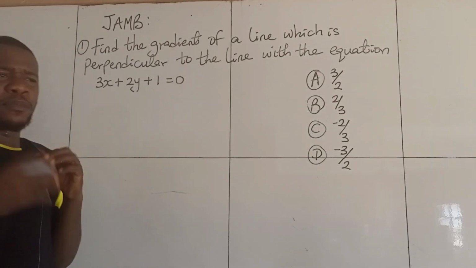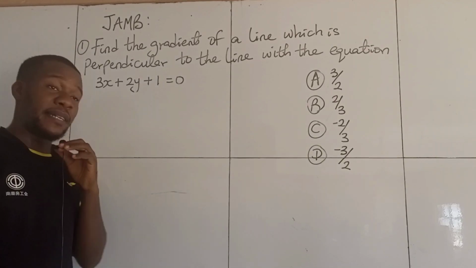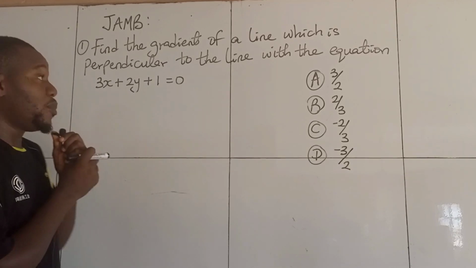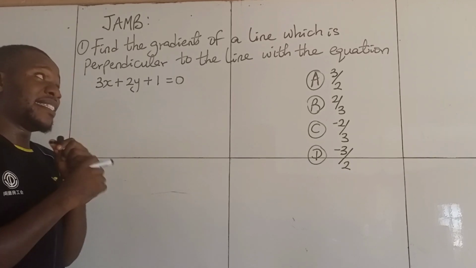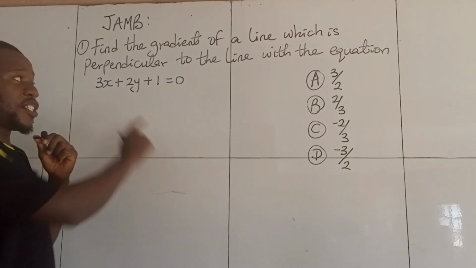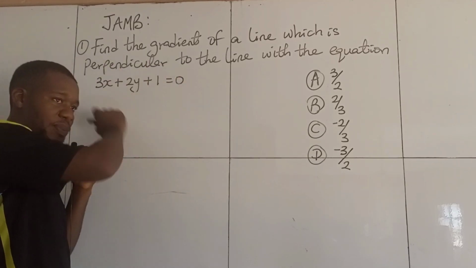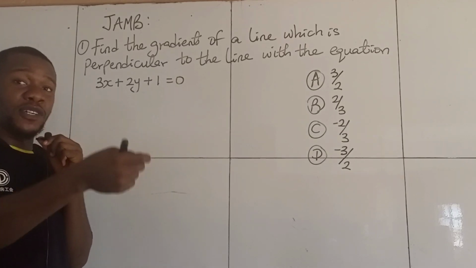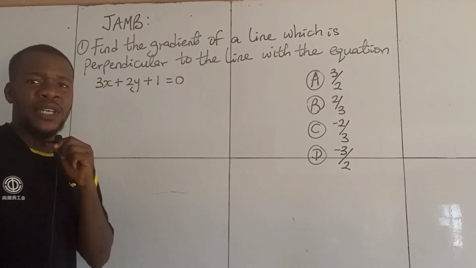You're welcome. So we'll be solving random Jamb problems in mathematics. And our first question is: find the gradient of a line which is perpendicular to the line with the equation this. Of course, a line is given, and that line has this equation, and we have to find the gradient of another line that must be perpendicular to this line. So how do we do that?